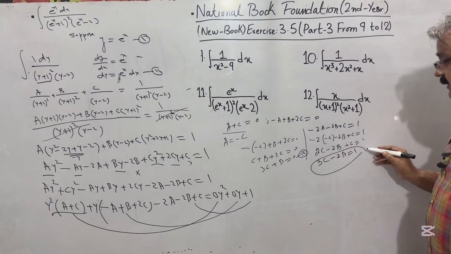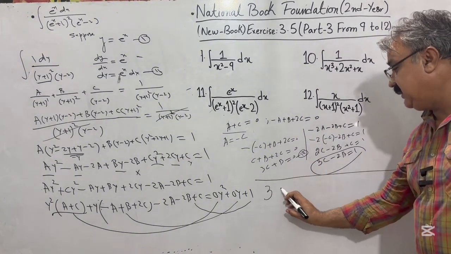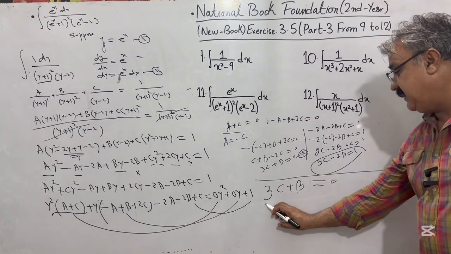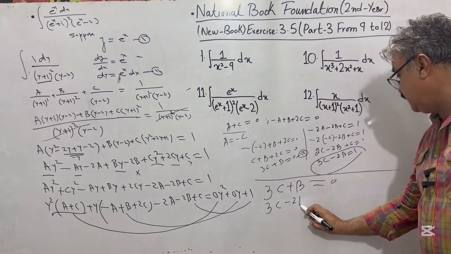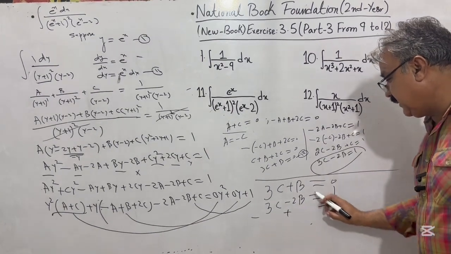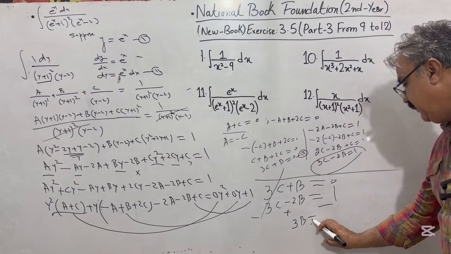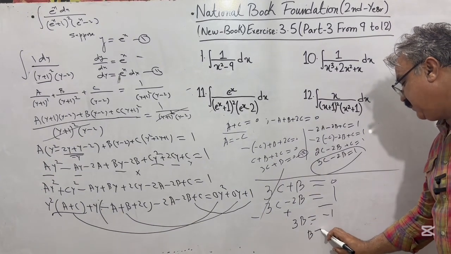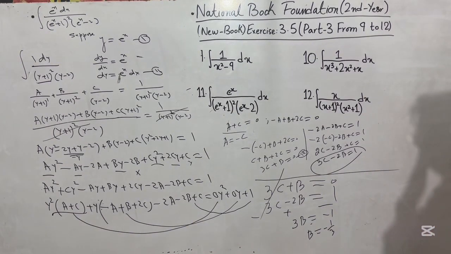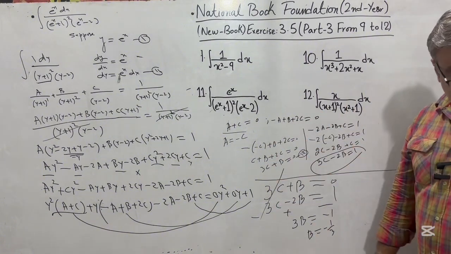Now look at this. Solve these two equations and they work wonderfully for us. 3c plus b is equal to 0 and 3c minus 2b is equal to 1. Subtracting, simply making life simpler, it will become 3b is equal to minus 1. So b is equal to minus 1 upon 3. Utilizing this equation, I am going to arrange all the values.